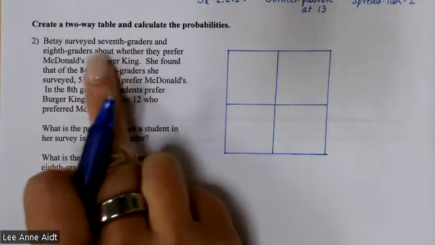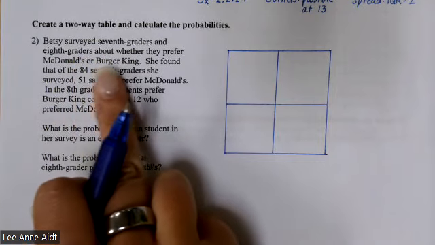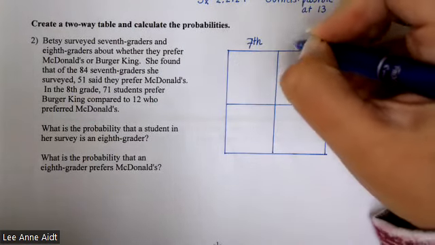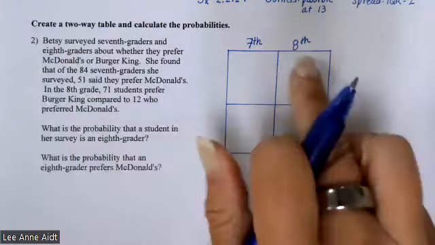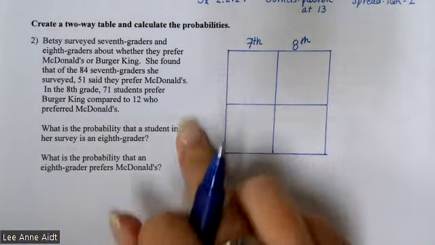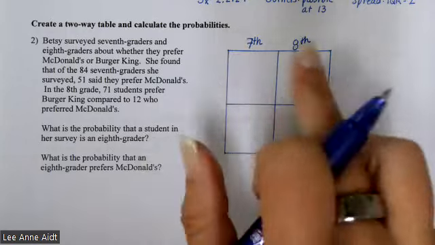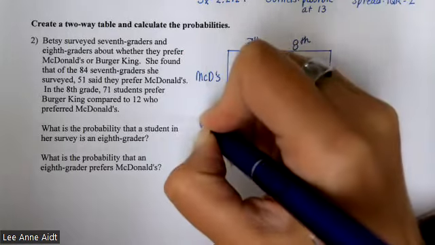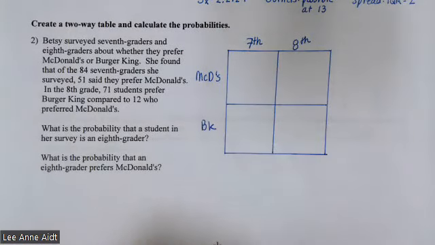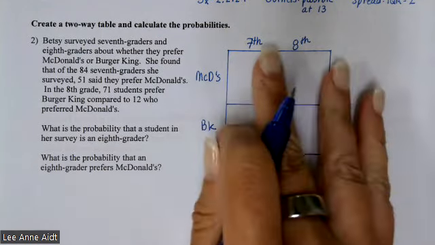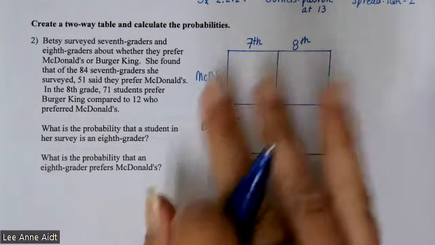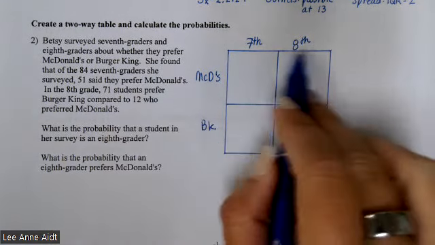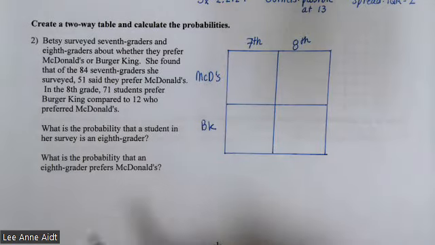Betsy surveyed 7th graders and 8th graders about whether they prefer McDonald's or Burger King. Okay, we can already say that labels will be 7th grade and 8th grade. Doesn't matter if you put them on the side or the top. McDonald's and Burger King. Can you tell that they're comparing 7th graders and 8th graders and McDonald's and Burger King? So that's kind of the first thing. You need to be able to read the problem and figure out what are the 2 things we're comparing here.